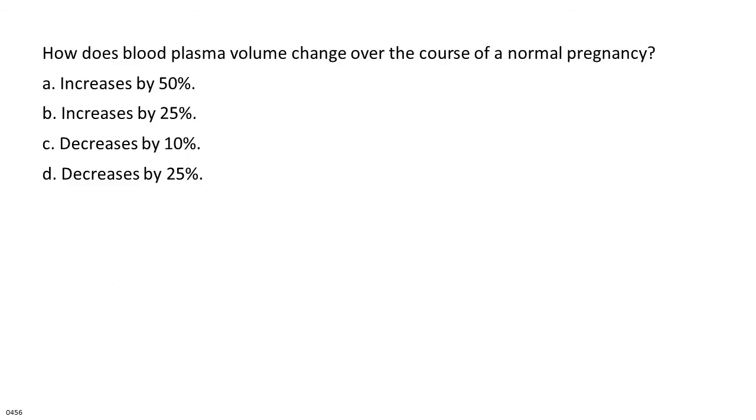How does blood plasma volume change over the course of a normal pregnancy? A. Increases by 50%. B. Increases by 25%. C. Decreases by 10%. D. Decreases by 25%.